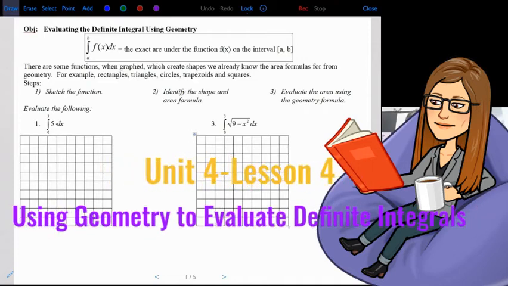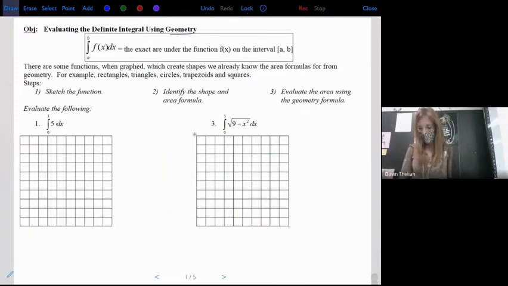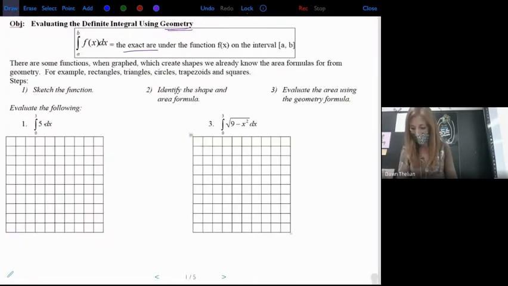Unit 4, Lesson 4. We're evaluating the definite integral using geometry. So the deal is the definite integral from a to b, remember you read from the bottom to the top on the integral, of a function f of x with respect to x, is the exact area. This is the exact area under the function f of x on the interval from a to b.